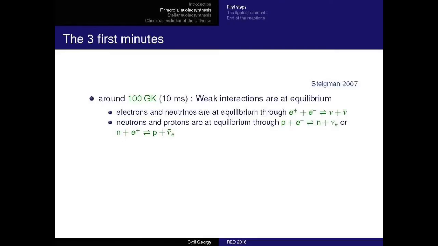The neutrons and the protons are at equilibrium as well through this reaction here. So you have protons plus electrons that can produce neutrons plus electronic neutrino and so on, or this one here, a neutron plus a positron that makes a proton plus an electronic antineutrino.